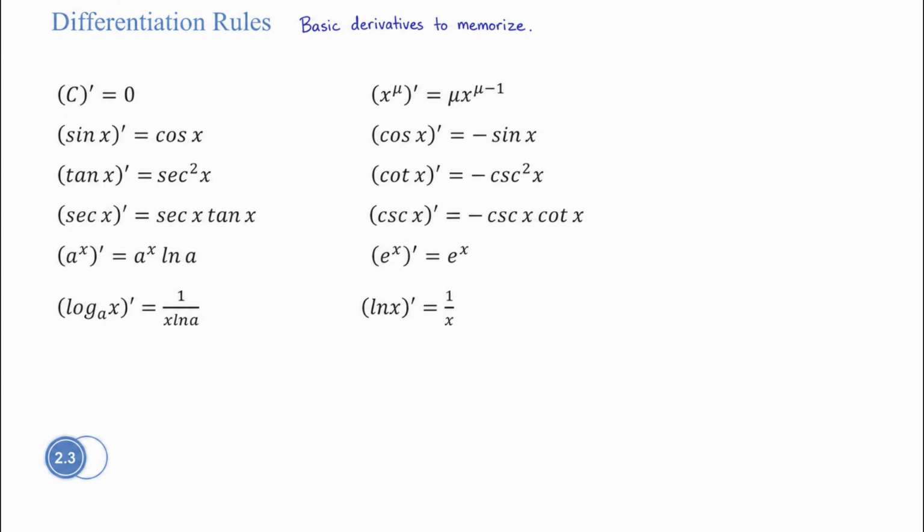For exponential and logarithmic functions, the derivative of a to the power of x, where a is a constant, equals a to the power of x times ln a. The derivative of e to the power of x equals e to the power of x.